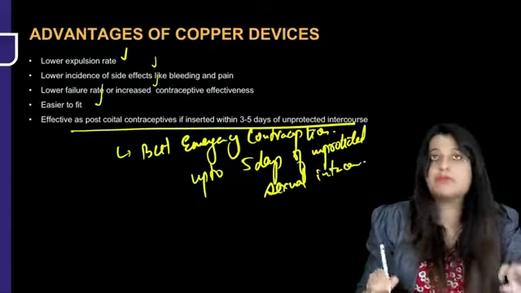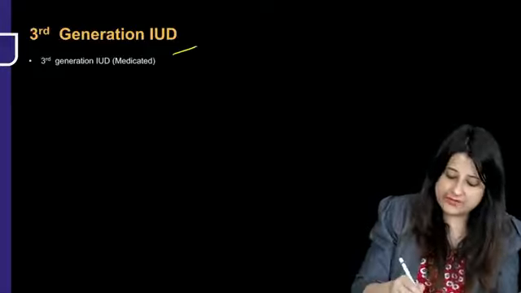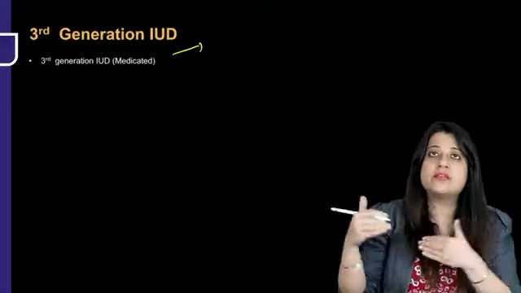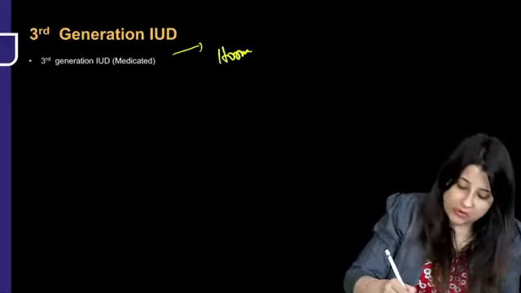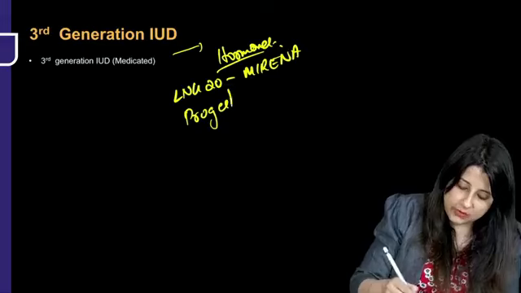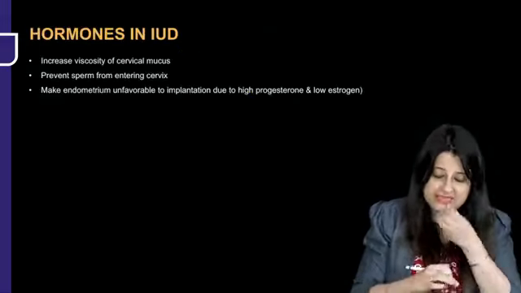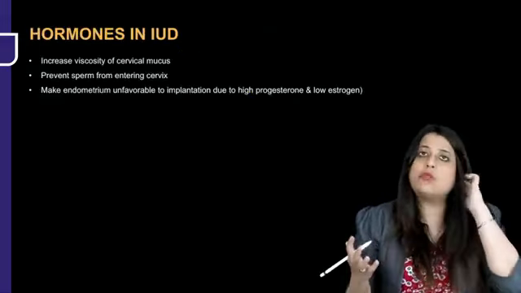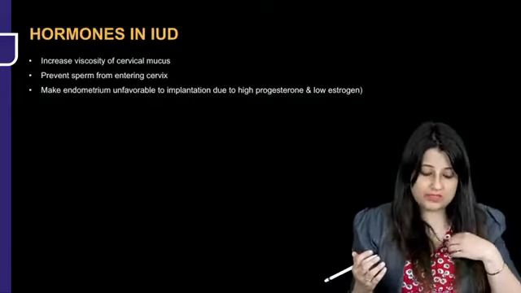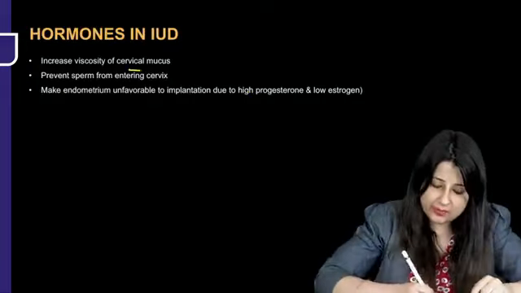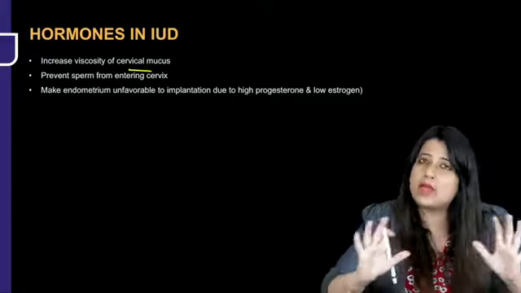Very, very important. Now, third generation IUDs, we have learned before also. What is the advancement now? They contain hormones. In this, you just have to study one, LNG20, which is known as Mirena, and the next one is Progestasert. Let us look at the image. But before that, why hormones now? What is the mechanism of action? They increase the viscosity. They are making the environment hostile.